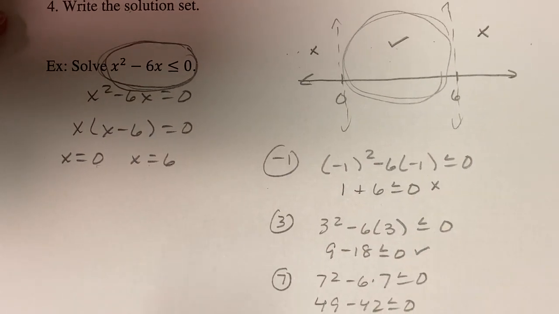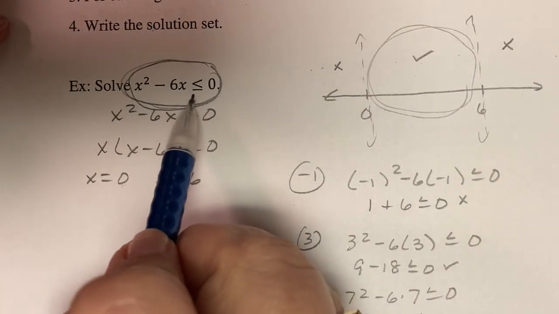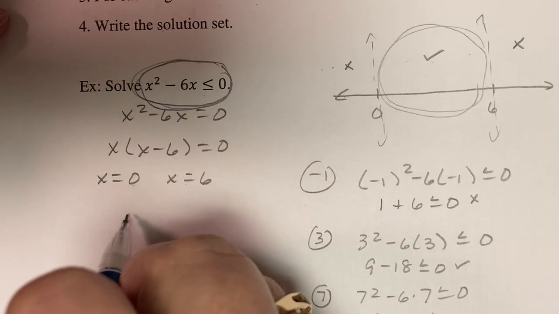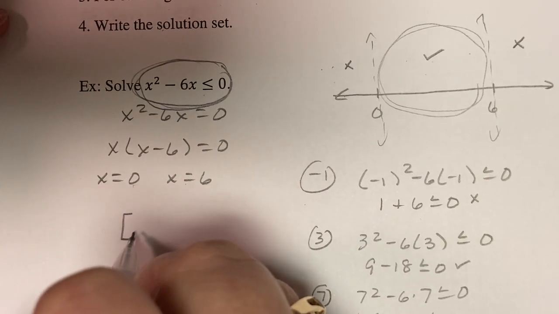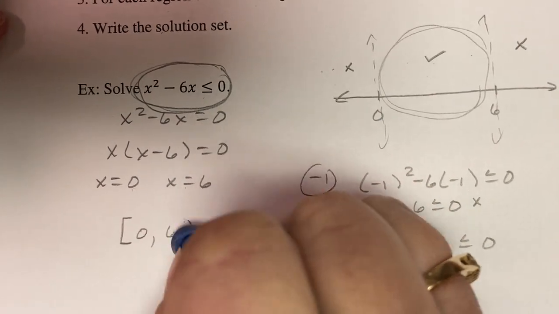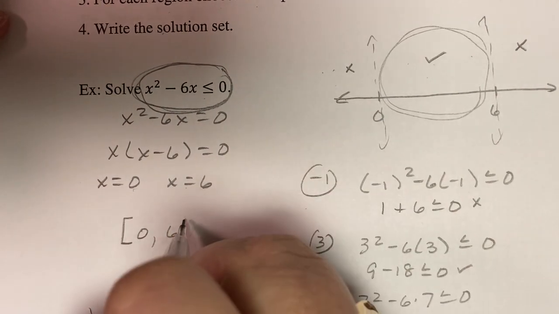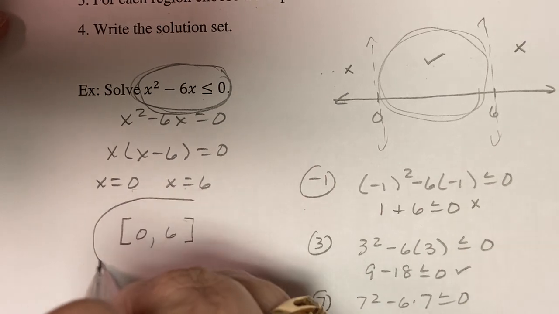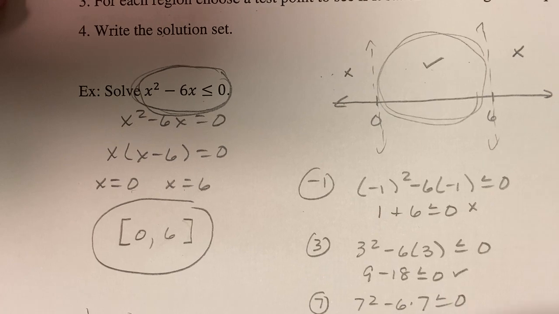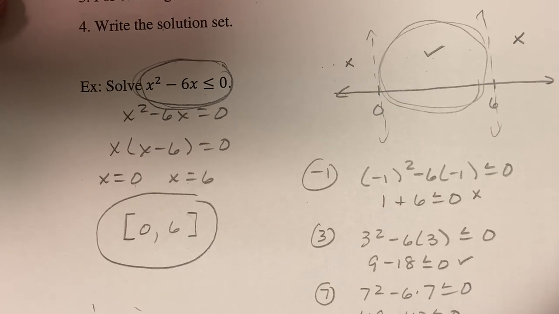Now, we're going to write it in interval notation. Because this is less than or equal to, our solution would be all solutions from 0 to 6. But we would put brackets because it's 0 to 6 inclusive. And there we've solved that polynomial inequality.